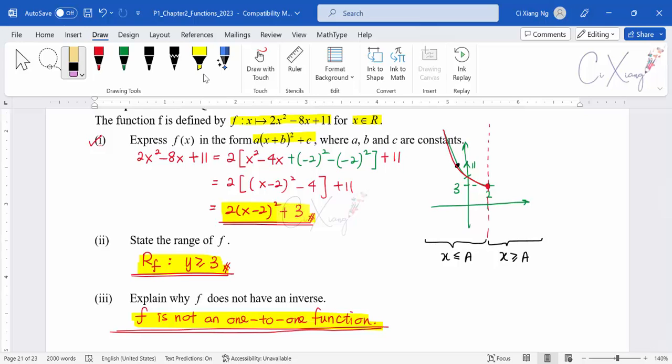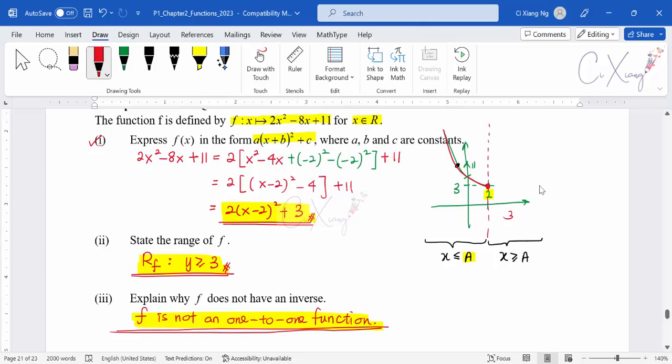And to consider this part of the graph, the largest value for a is the line of symmetry, or the x-coordinate of the minimum point, where a should be equal to 2. Okay, that's the largest value. If you consider any value greater than 2, then your function is not the one-to-one function anymore because you're having two intersection points at this particular part. So the largest value that we can take for a is actually 2.